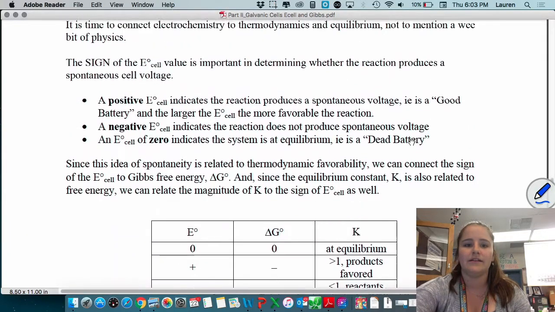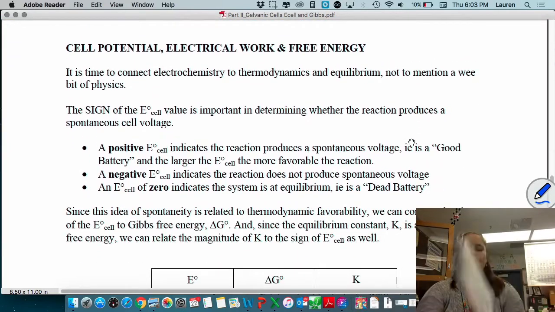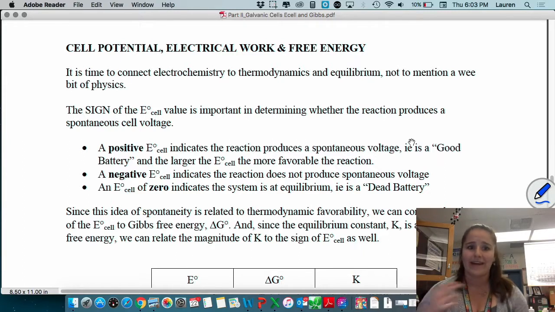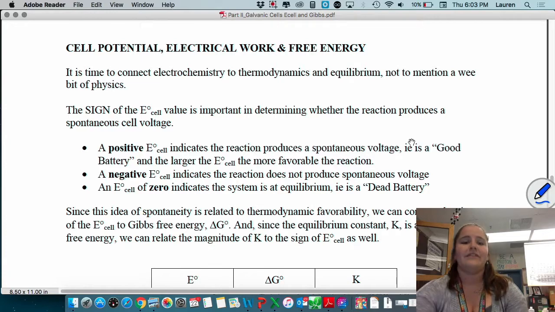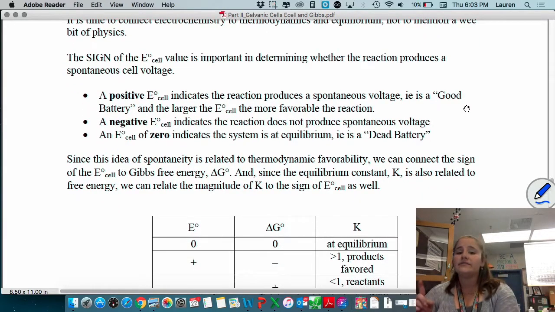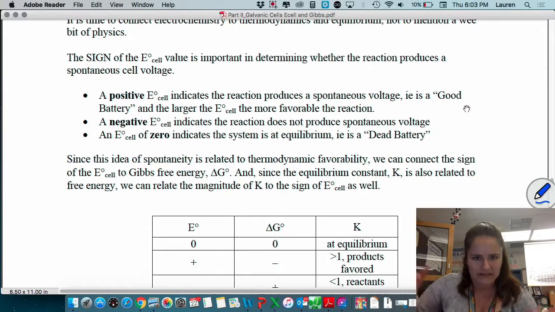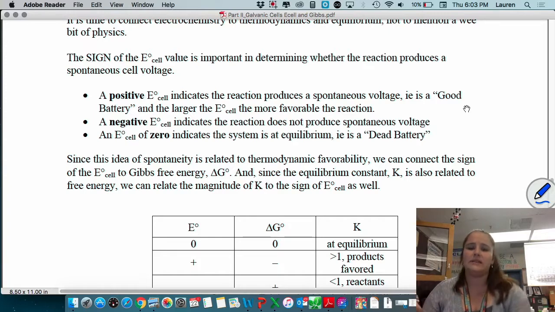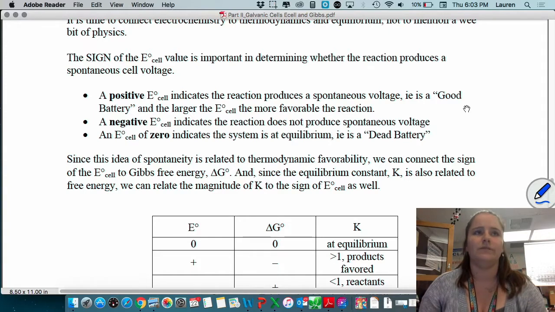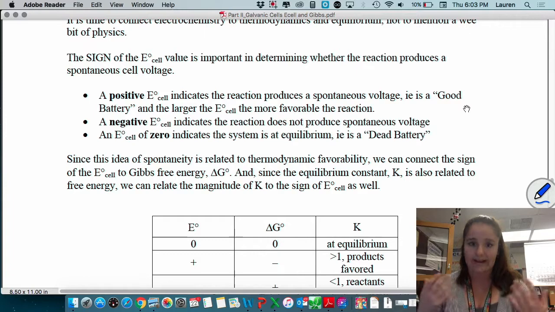Now, let's talk a little bit about the electrical work and free energy. We need to connect this electrochemistry to thermo and equilibrium. The sign of E cell is important in determining whether it's spontaneous. A positive E cell means this reaction's going to happen. The electrons will spontaneously flow and present voltage. Negative means it's not spontaneous. You're going to have to put electrons in to make it go. If your E cell is 0, then no electrons are flowing. You've got a dead battery.